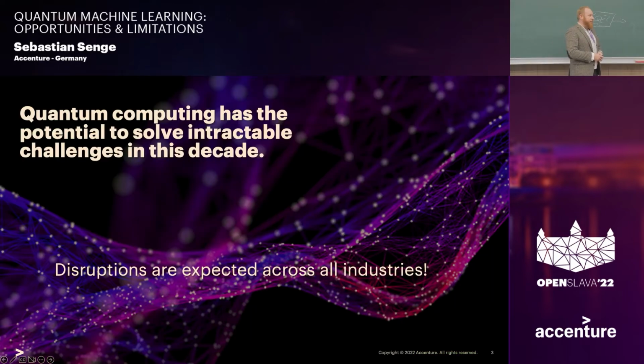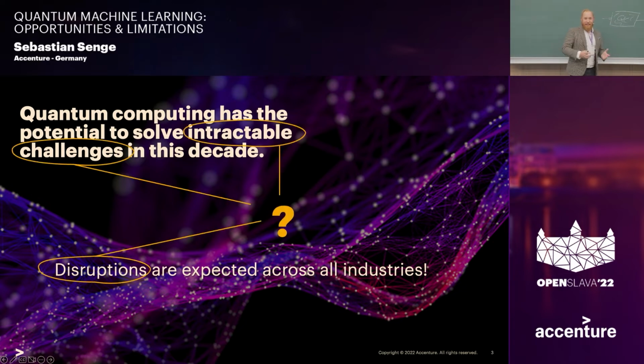Now, the question when we talk about quantum computing is always, why shall we look into quantum computing? This is one of the typical definitions that you can find: quantum computing has the potential to solve intractable challenges in this decade. Disruptions are expected across all industries. Let's be honest, this is basically consultant lingo, and no one really knows what that actually means, right? So what does intractable mean? What does challenges mean? And what are disruptions in this case?